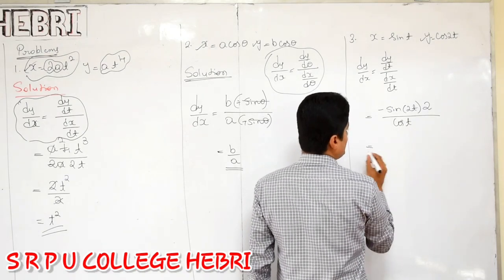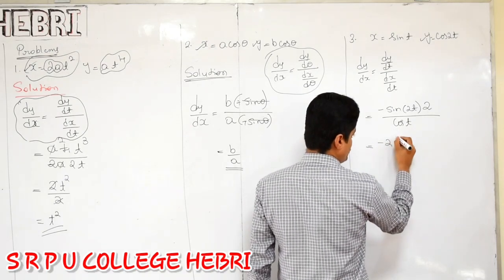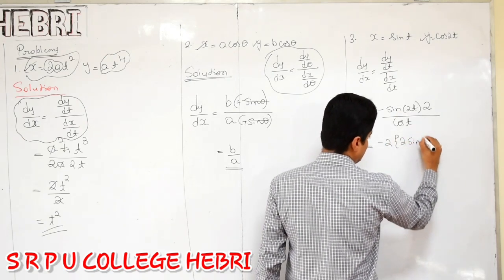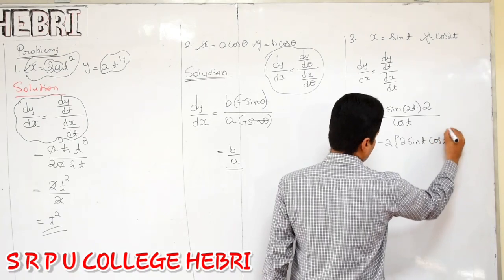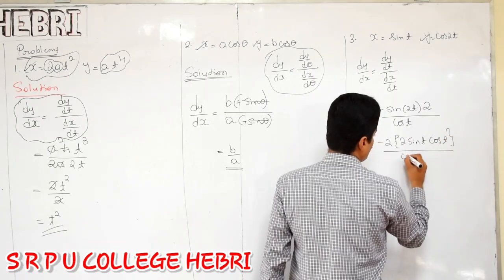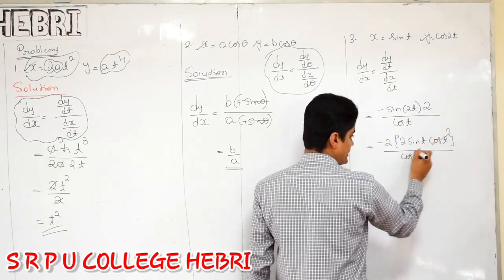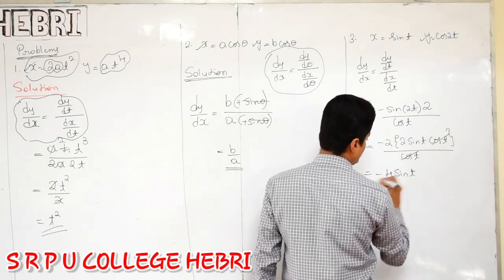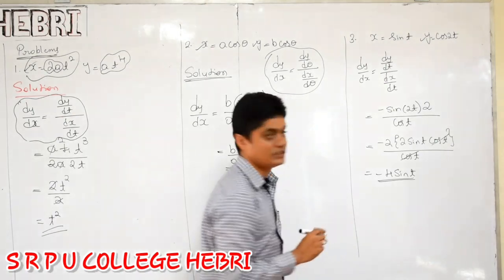This is nothing but, you can simplify, minus 2 into, what is the sin 2 theta formula? 2 sin theta cos theta, divided by cos t. So cos t cancels. So it is minus 4 into sin t. So this will be the answer for the third question.